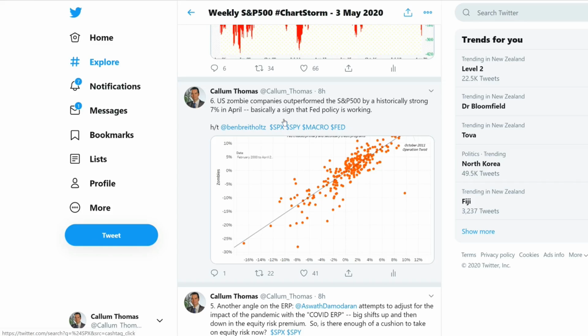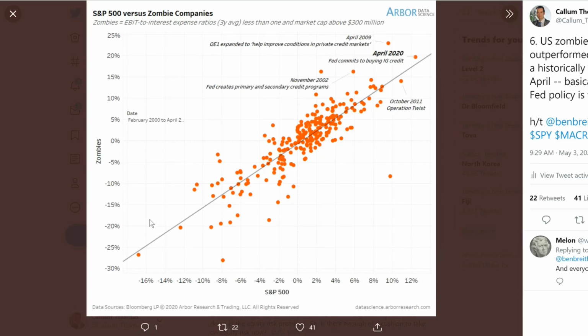Number 6, US zombie companies outperformed the S&P 500 by a historically strong 7% in April. Basically that is a sign that Fed policy is working. So let's dig into the chart. What you've got here is the performance of the zombie companies, which are companies where the 3-year average EBIT to interest expense ratio is less than 1. So they're basically not really able to afford their interest payments. And market cap above 300 million, which must be just to get rid of the rats and mice.